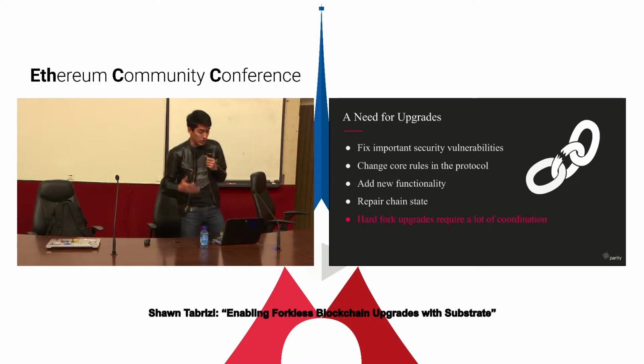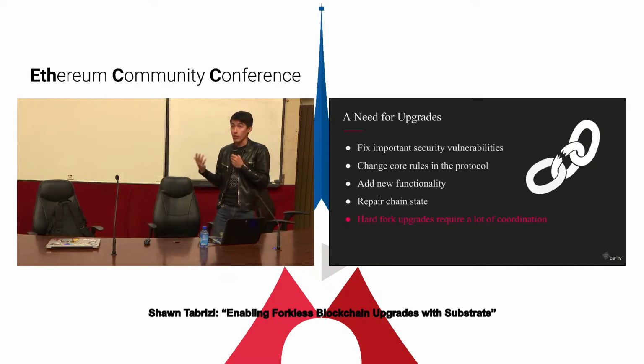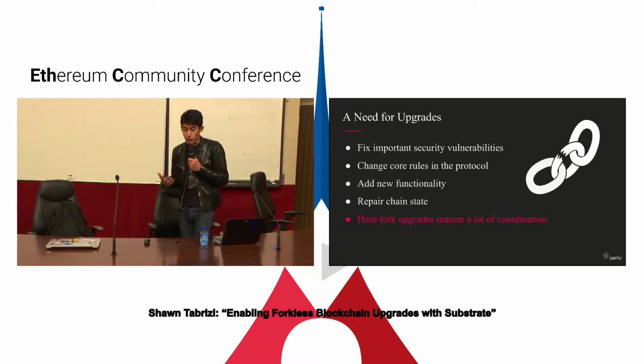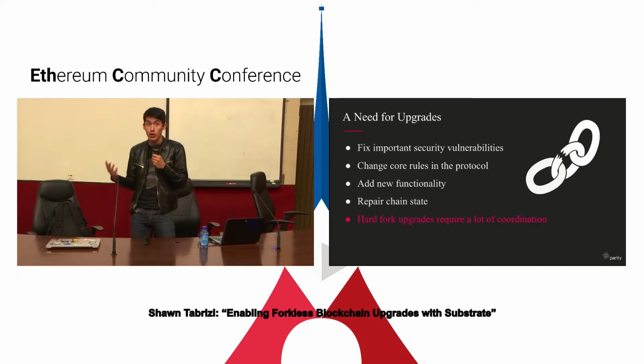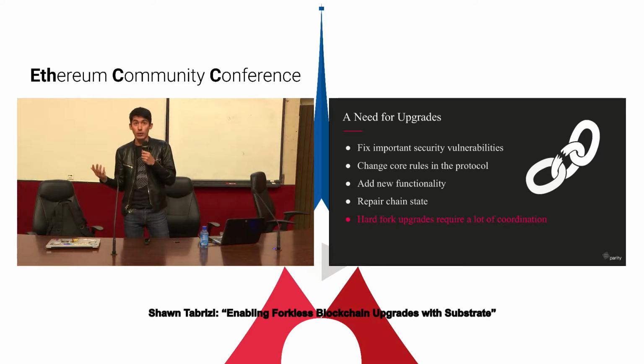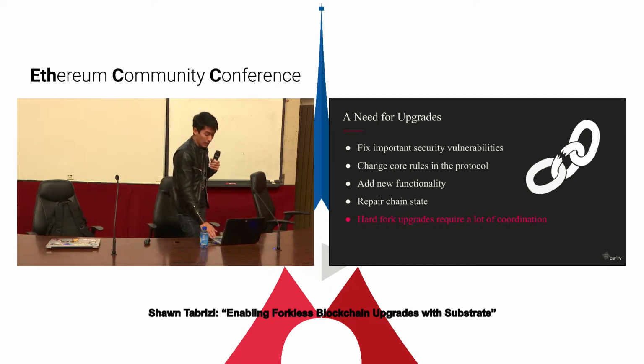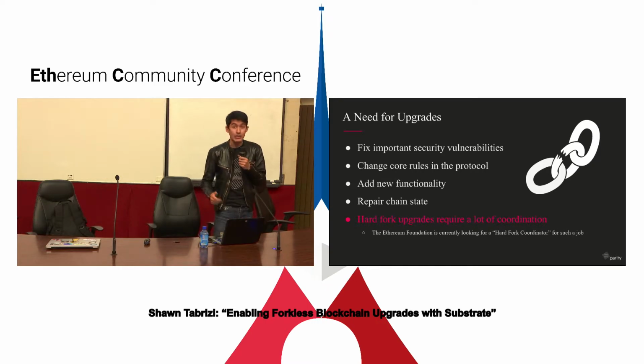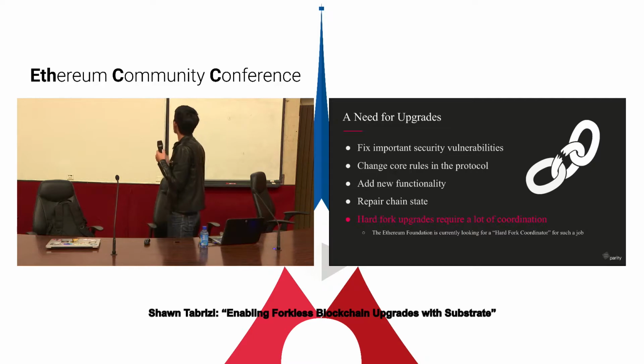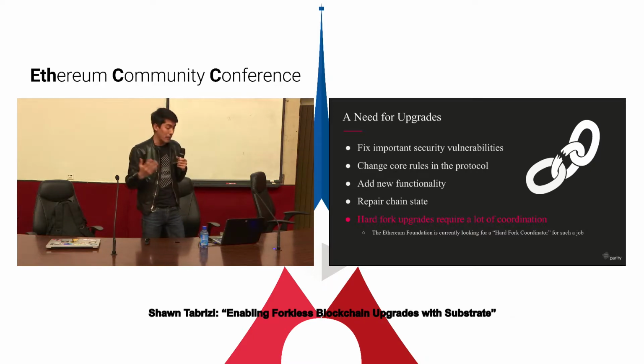And in general, as I was mentioning, blockchain upgrades or hard fork upgrades require a lot of coordination. You need to have all these people who are running nodes, who are running the infrastructure, to know when the upgrade is going to happen, to download the new software, run it, maybe even take down their node at the time that they actually do the upgrade. And this is such a hard problem that even the Ethereum Foundation right now is asking for a person as a hard fork coordinator for such a job. So this is really a big task.